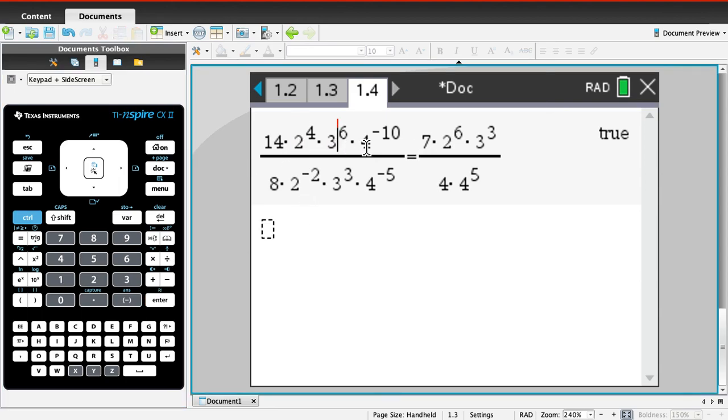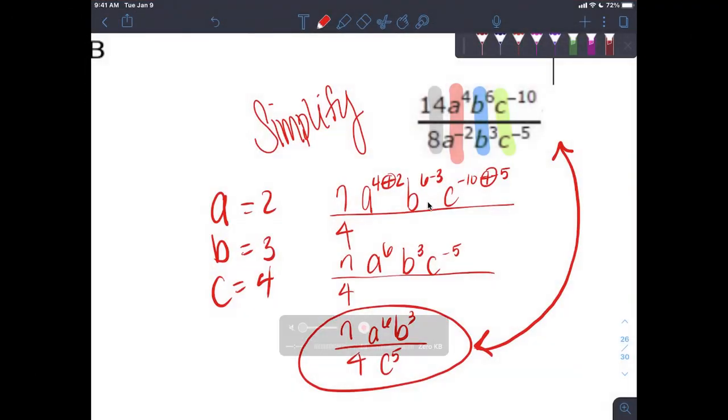A, B, C. A, B, C. A, B, C. It's exactly the same. We're just plugging in numbers to verify that the value would be exactly the same. All right, let's go ahead and take a look at the next one.